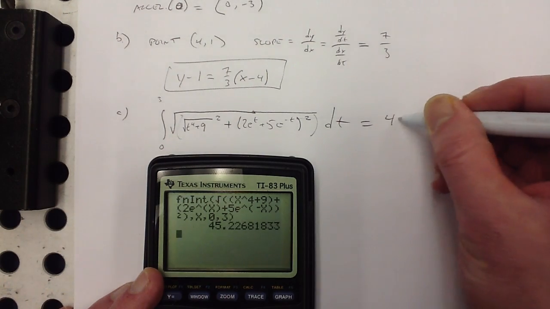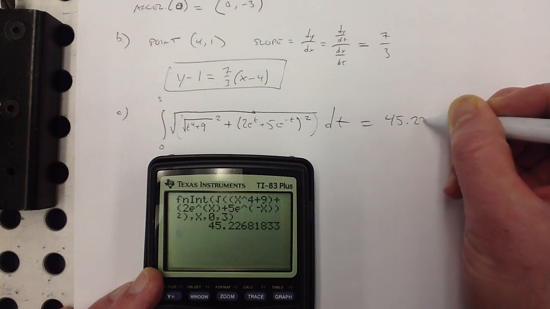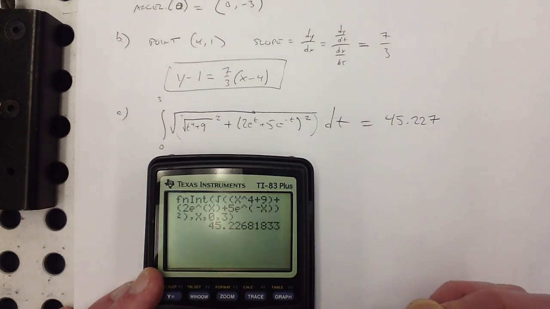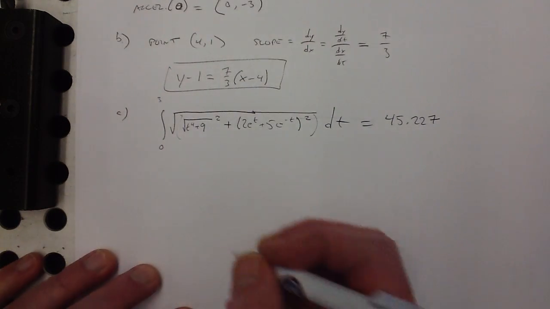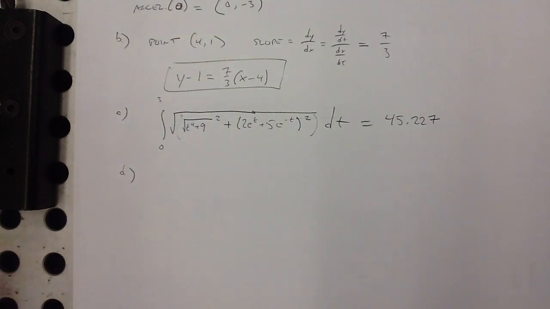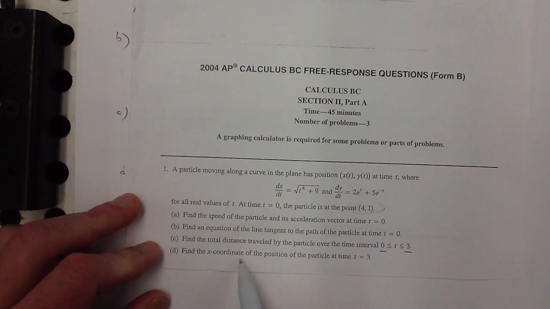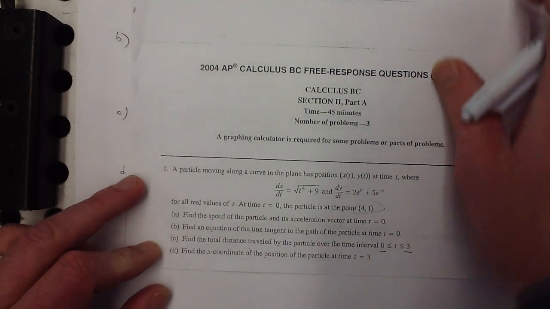And calculator says that that's 45.227. All right. That's the total distance traveled from time 0 to 3. Part D. Find the x-coordinate of the position of the particle at time 3.